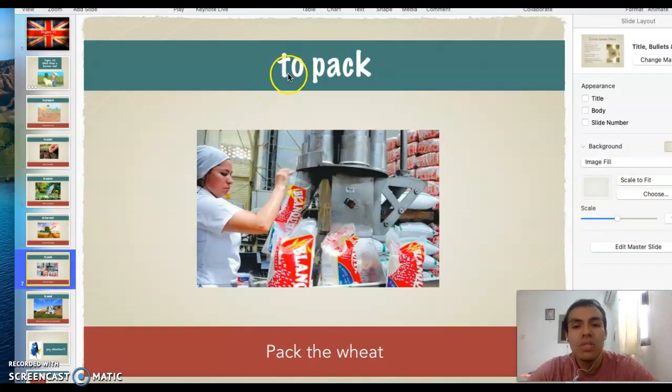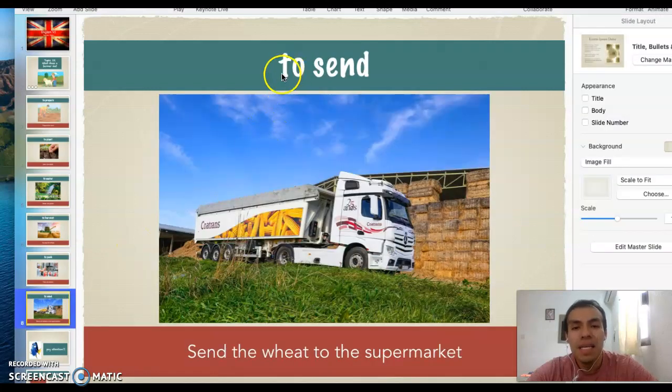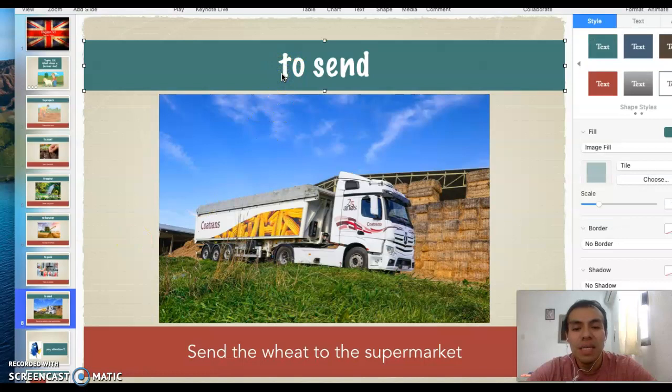Next, to pack. Repeat, to pack. Example, pack the wheat. And finally, to send. Repeat, to send. Send the wheat to the supermarket.